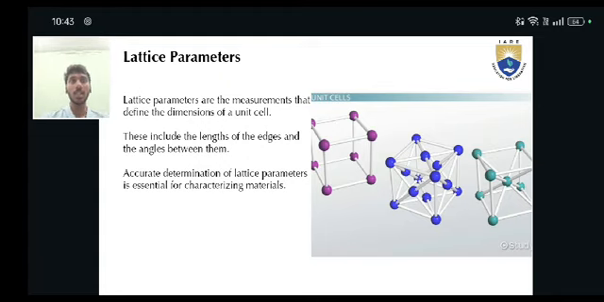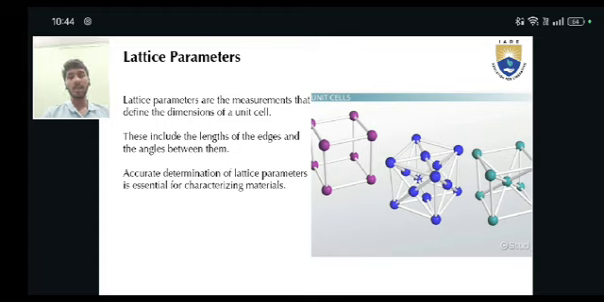They are typically denoted as a, b, c, and alpha, beta, gamma. a, b, c are the lengths of the edges of the unit cell, and alpha, beta, gamma are the angles between the edges. In lattice constants, a, b, c lengths are measured in angstroms or nanometers, and angles alpha, beta, gamma are measured in degrees.